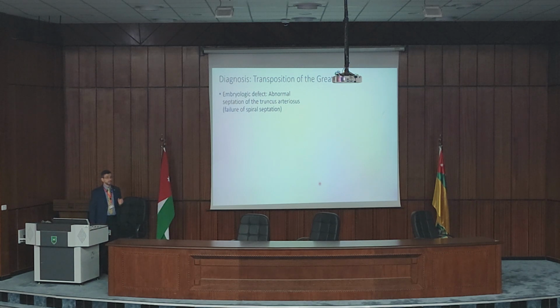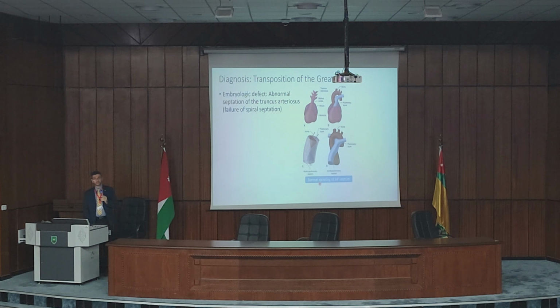The problem is the septation of the truncus arteriosus. Again, you go back to the cardiac tube: you have sinus venosus, atrium, and then ventricle, then bulbus, and then truncus. And most of these have to septate to create the two circulations. The truncal septation creates the aorta and the pulmonary artery, and it has to be in a spiral way. So bulbus and truncus have to septate in a spiral way. Okay, so that will push the aorta to be posterior and the pulmonary to be anterior.